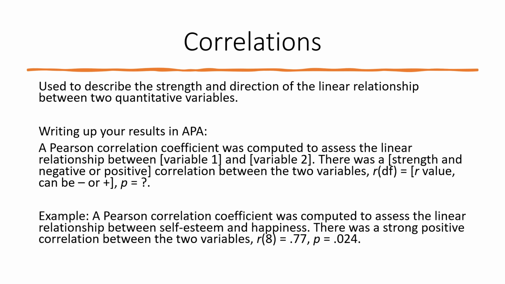And because it was significant, you're reporting the Pearson's r value. So r with your degrees of freedom in parentheses equals the r value. Make sure to include whether or not it was positive or negative, specifically if it's negative in this case, and then the p-value. So, for example, a Pearson correlation coefficient was computed to assess the linear relationship between self-esteem and happiness. There was a strong positive correlation between the two variables, and then writing out the r value.